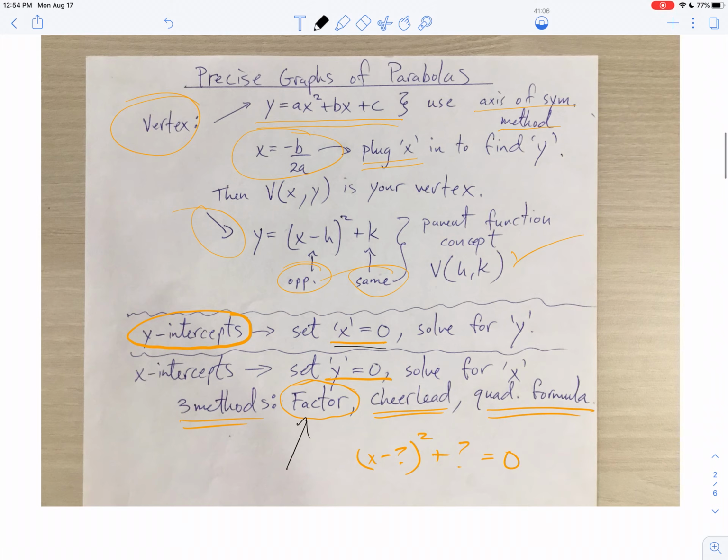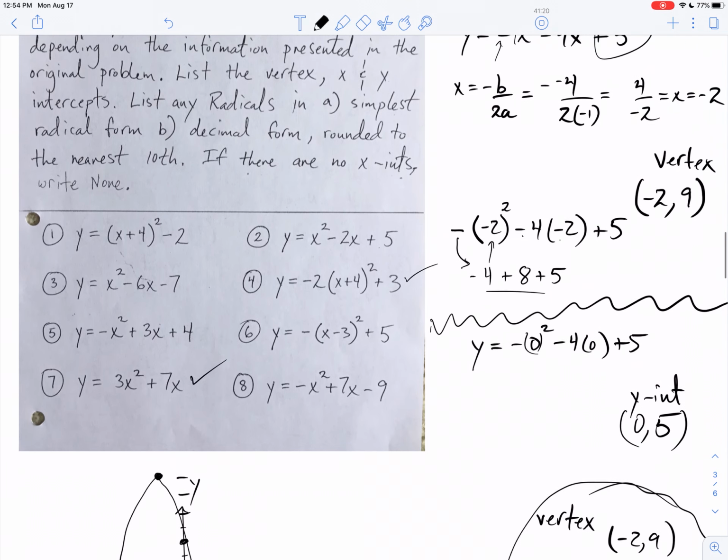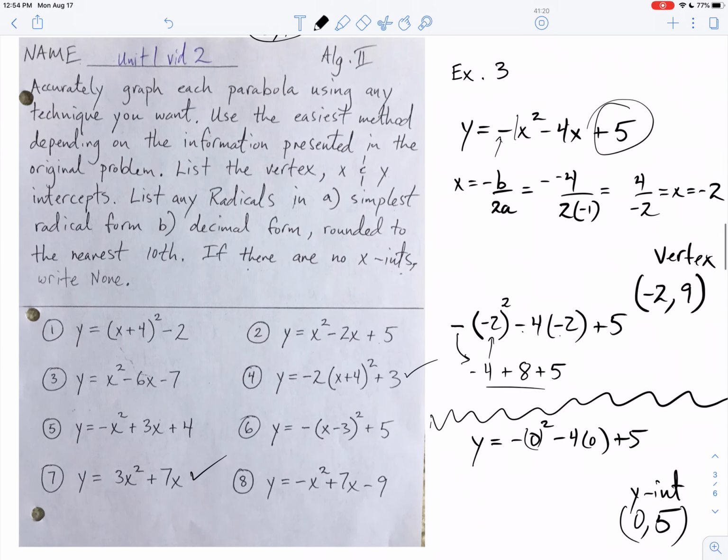I want you to draw 8 precise graphs. I'm going to give you some of them that start in standard form. I'm going to give some of them that start in vertex form. Find the vertex, y-intercept, and x-intercept, sketch the graph. I did not say anything else in these instructions. It says accurately graph each parabola using any technique you want. Use the easiest method depending on the information presented. List the vertex, x and y intercepts. List any radicals, in simplest form. Also decimal form rounded to the nearest tenth.